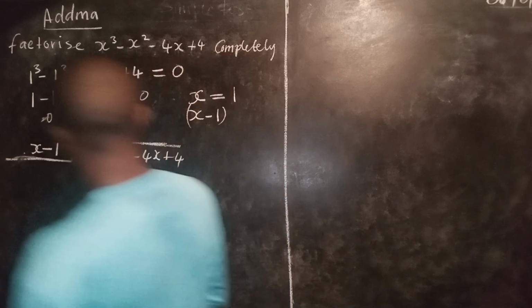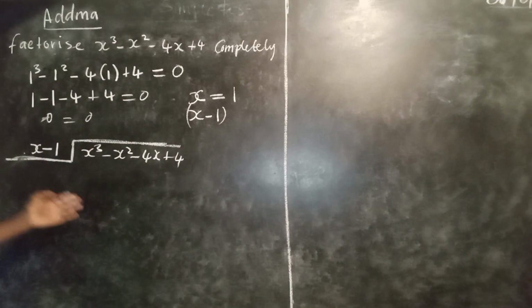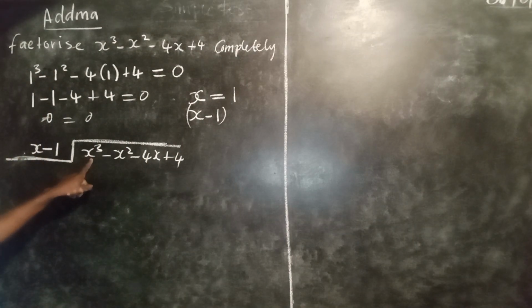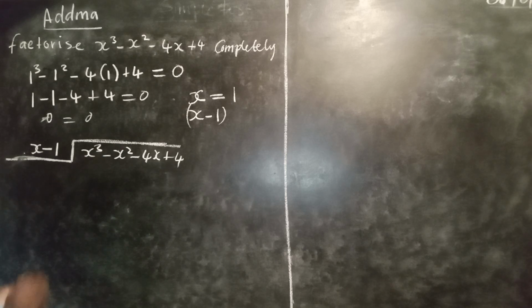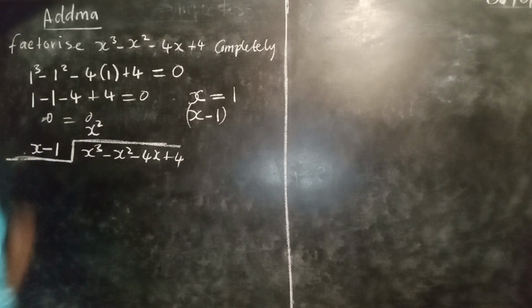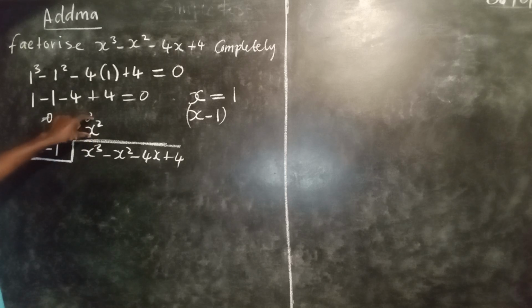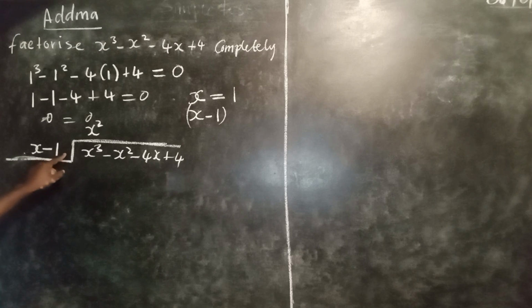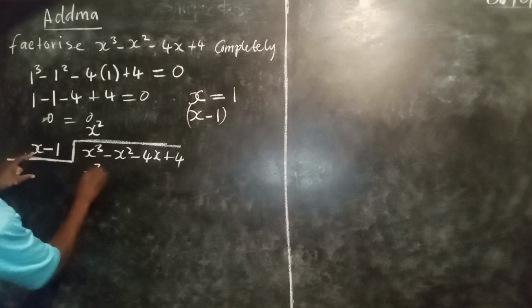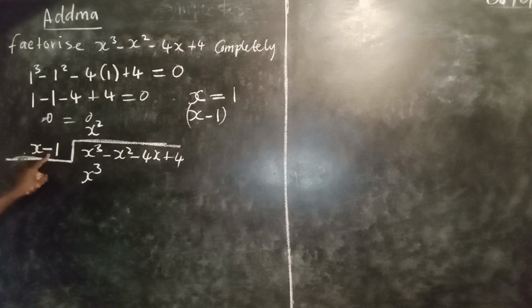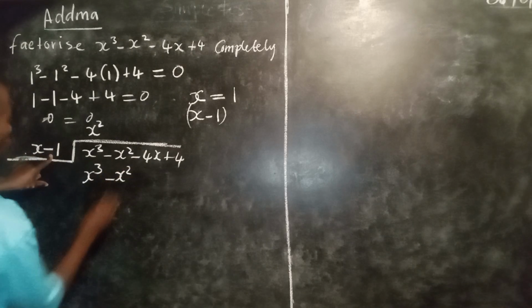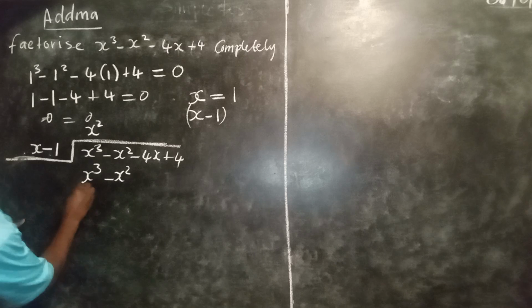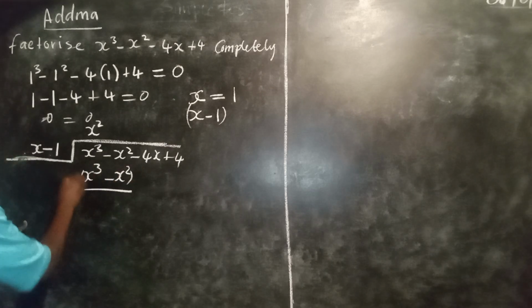The way we divide here, you say x divided into x cubed. It is going to give you x squared. So that x squared will be on top. Now this quotient, x squared, is going to be multiplied with everything here. So x squared times x gives us x cubed. Then x squared times negative 1 gives us negative x squared. Thereafter you are going to subtract.